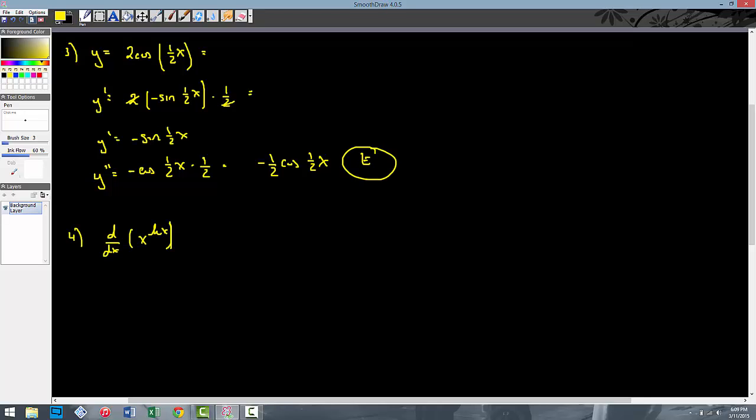With number 4, I'm going to have to notice a couple things. First thing I want to notice is that there are moving parts in the base and in the exponent, which means I'm probably going to want to use some logarithmic differentiation. My function is y equals x to the ln of x. And I'm going to take the natural logs of both sides. So the natural log of y is equal to the natural log of x times the natural log of x, or in other words the natural log of x quantity squared.